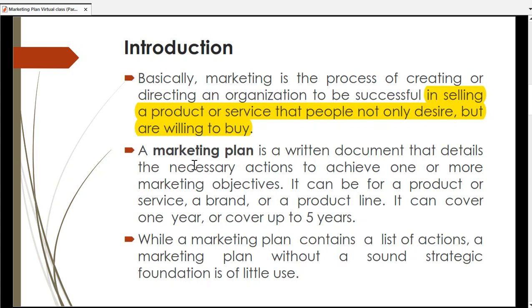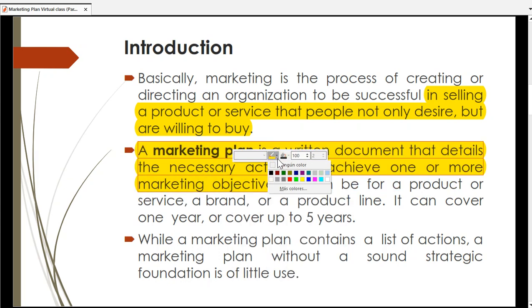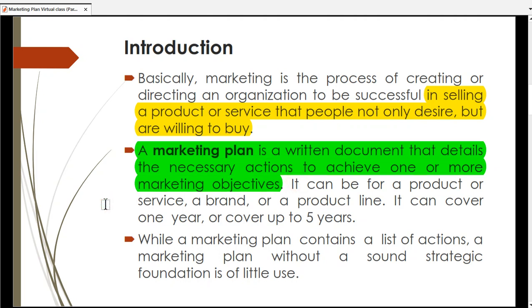So a marketing plan is a written document that details the necessary actions. This is what we are going to look at here to achieve one or more marketing objectives. This is our construct. This is the essence of our class. We want this precisely, right? To make a document that integrates all the necessary elements, all the necessary components to achieve one marketing objective. As you know, the global marketing objective is to sell a product or service.